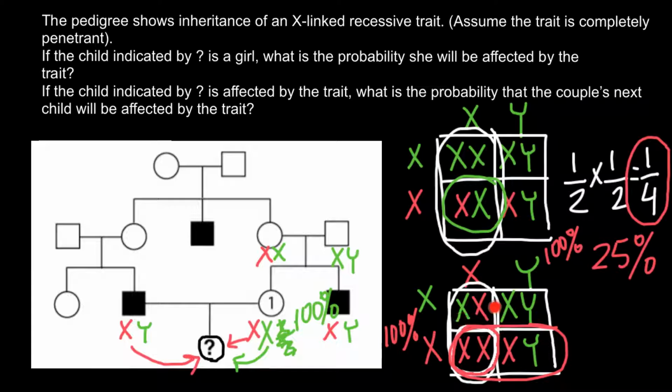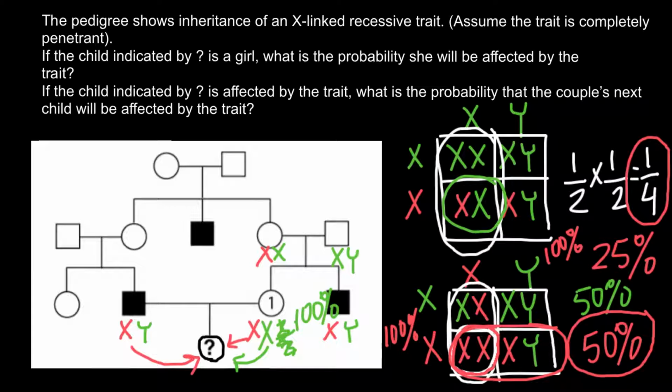So 50% of the females would be carriers, 50% of the females would be affected, 50% of the male progeny would be unaffected, and 50% of the male progeny would be affected. So 50% of the progeny would be phenotypically normal, those females would be carriers, and 50% of the progeny, no matter what the sex, would be affected with this genetic disorder. So this is going to be our answer to the second question.